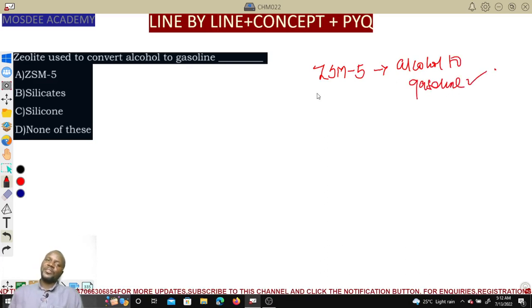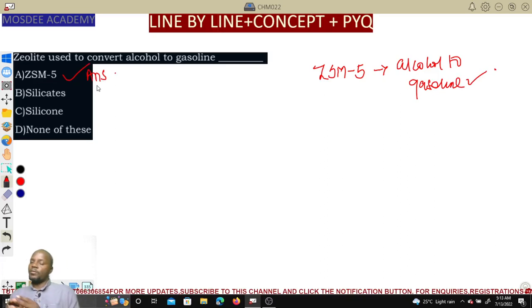So my dear students, this is where we are going to stop on this section, the line by line of carbon and its compounds. I hope you enjoyed the class.